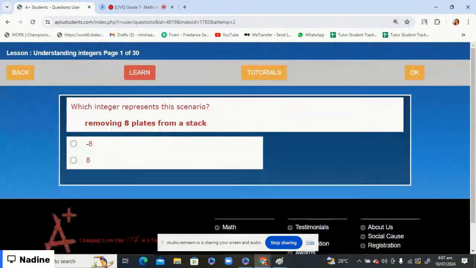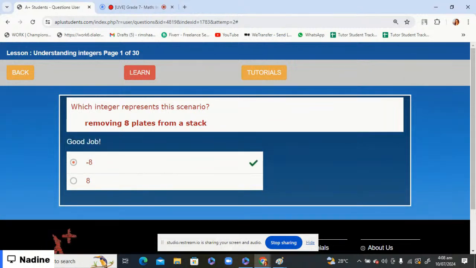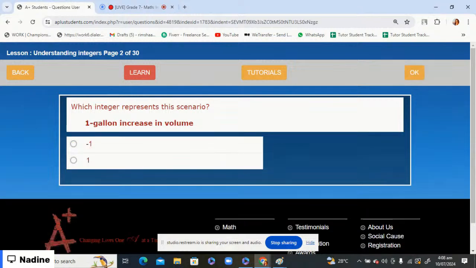Let's represent the scenario removing 8 plates from a stack. Now look at here, something is removing. It means that something is basically decreasing. Now here the plates are decreasing from the stack, so we can say that for removing something you are going to put the negative sign with it. Okay, so here we go with the negative sign.